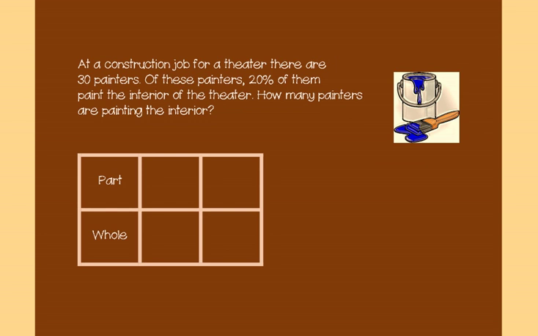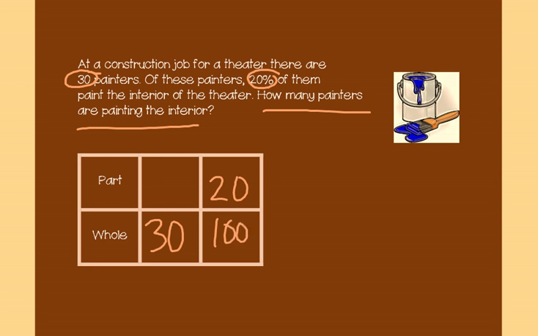At a construction job for a theater, there are 30 painters. Of these painters, 20% of them paint the interior of the theater. How many painters are painting the interior? Well, they tell us that there's 30, and 20%, or a part of them, paint the interior. We want to know how many painters. So we know that 30 is all of them, and a part of them, or 20%, paint the interior. So this is the number we're looking for, the part that paint the interior.